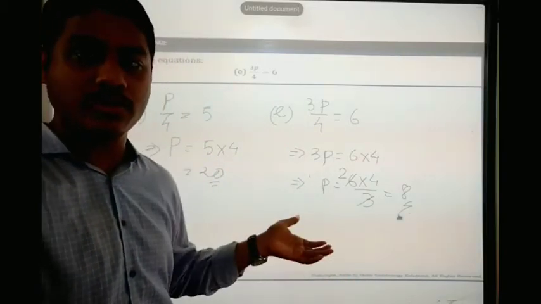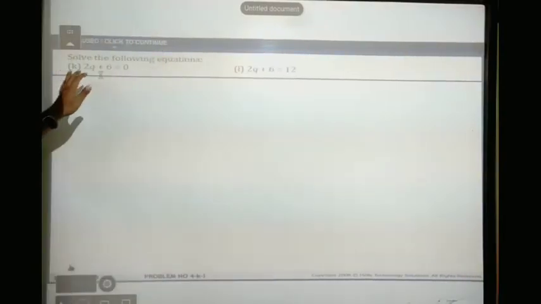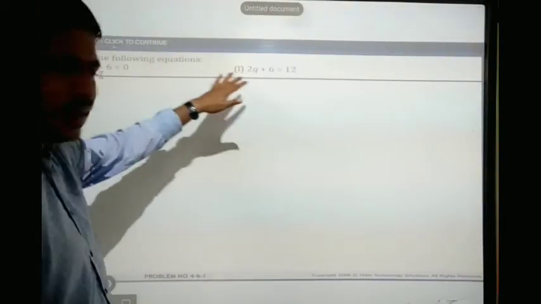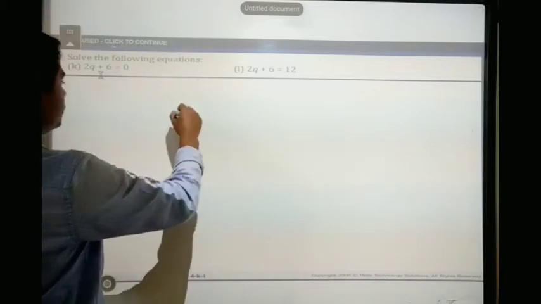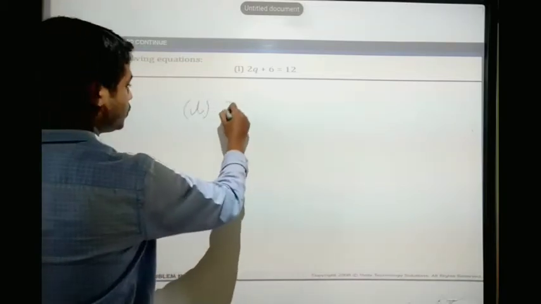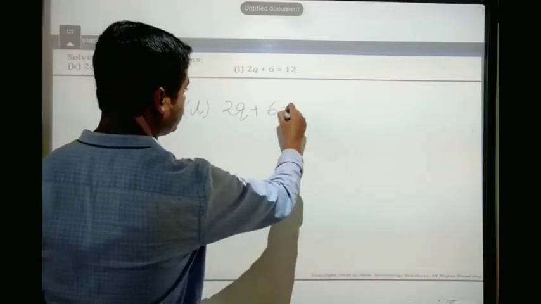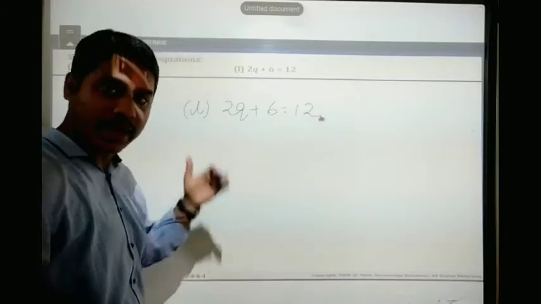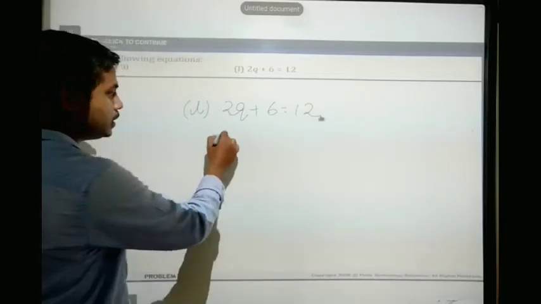Okay, now moving to the next question. So one more question I will be solving because this is a little bit different, and solving this question number L. 2q plus 6 is equals to 12. I need to find out again the variable. We have to solve the equation.